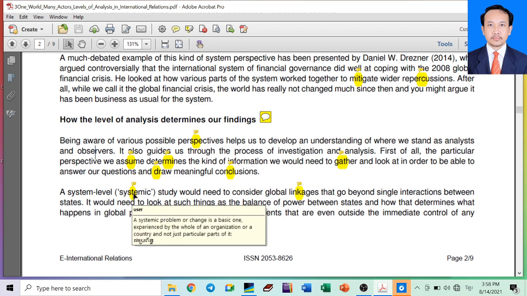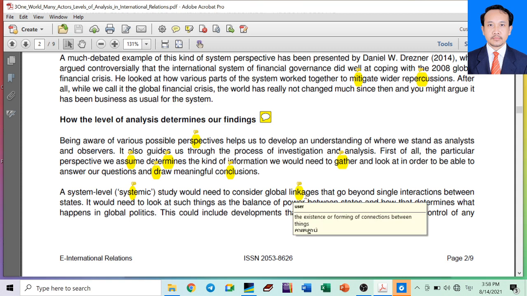Systemic: systemic problems or change is a basic one experienced by the whole of an organization or a country and not just particular parts of it. Linkage: the existence or forming of a connection between things.